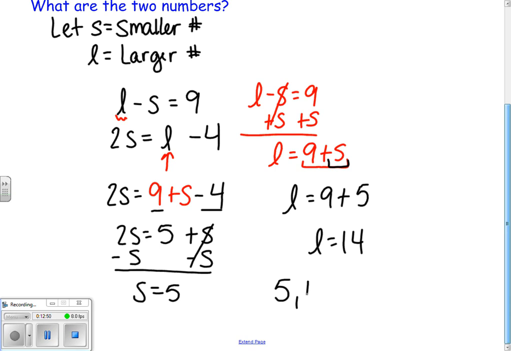There are no labels on this. Numbers don't get labeled, so I'm just going to put 5, 14. But I do want to point out you cannot put parentheses around them. They are not in ordered pairs.